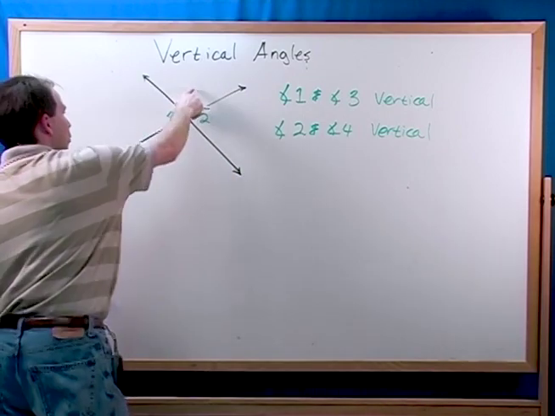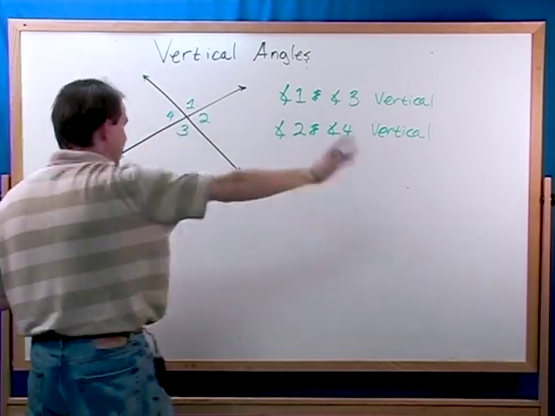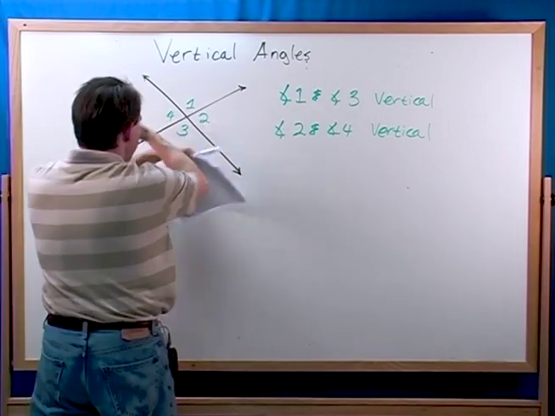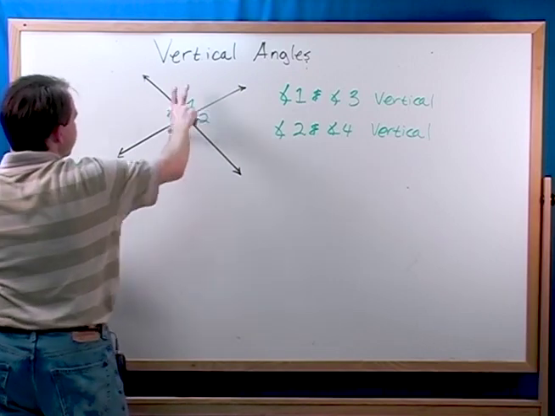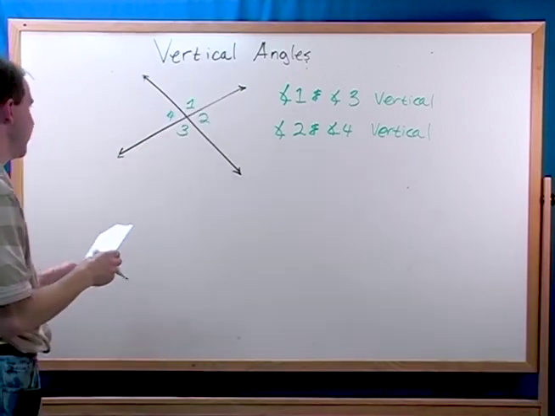Okay, so 1 is vertical with 3, 2 is vertical with 4. I'm not saying anything at all about 1 and 2 or 3 and 4. All I'm saying is that when you crisscross two lines, the ones that are opposite each other, these are vertical together and these are vertical together. Okay, that's all that's saying.